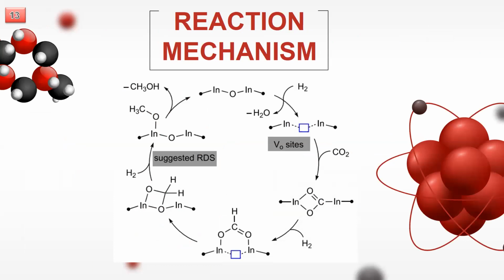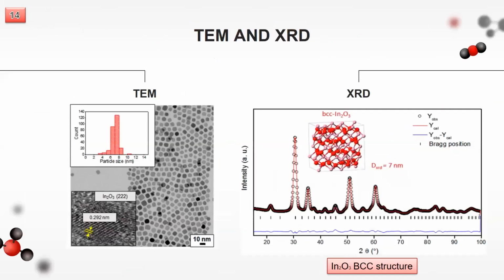The oxygen vacancies of indium oxide are actually the active sites for the hydrogenation of carbon dioxide. So based on this mechanism, oxygen vacancies can be lost, and if oxygen vacancies are lost, then the catalyst would be deactivated.